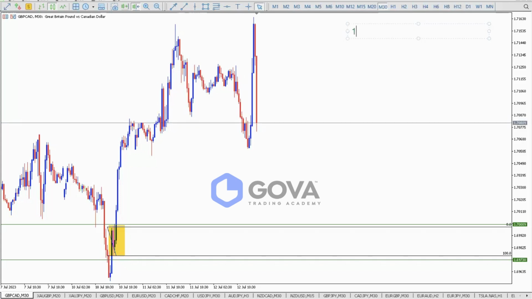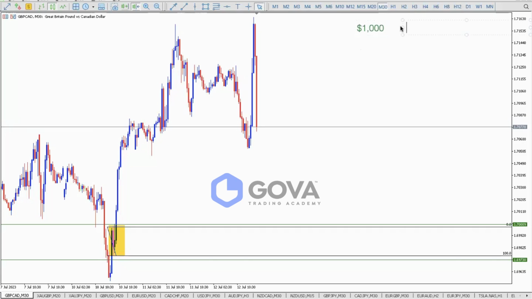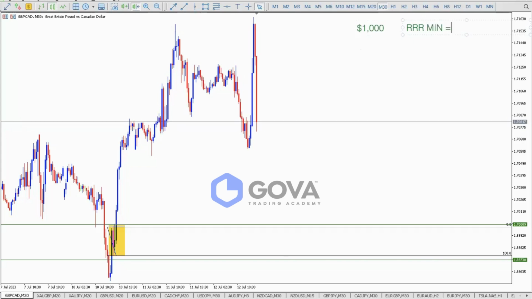Let us continue using the $1,000 as a point of reference. So let's say our account balance is $1,000. Now remember the minimum risk reward ratio for a profit. It must be a minimum of 1:3. Now, if it is 1:3, it means that the profit is going to be three times the risk.